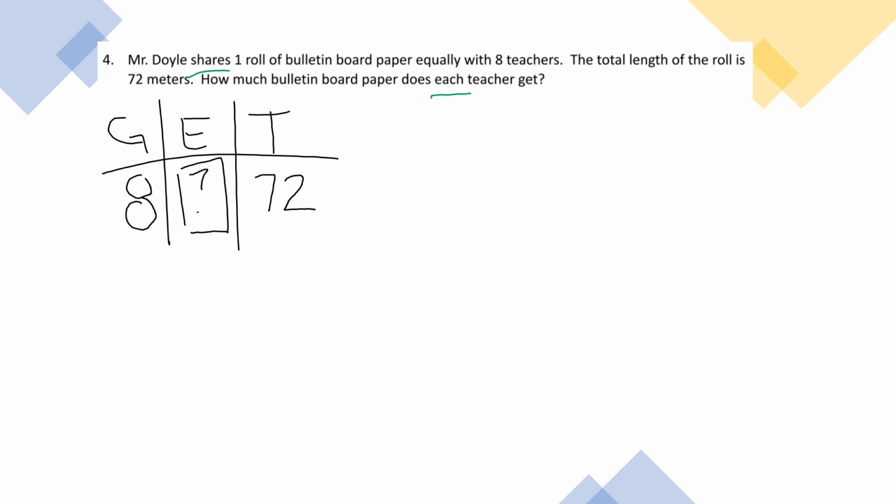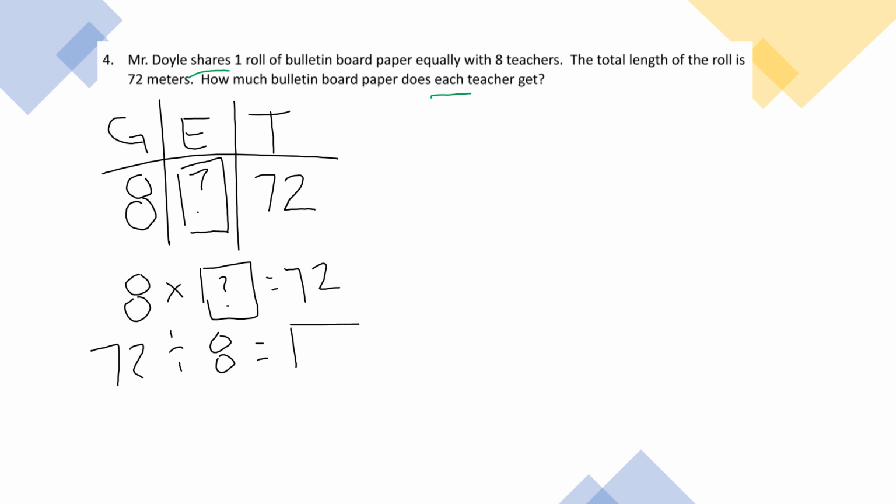All right, now I can solve. Again, my equation for my get chart is G times E equals T. So that means when I write it as 8 times my unknown equals 72. Or if I wanted to write it as a division problem, 72 divided by 8 equals my unknown. All right, so I need to figure out my unknown.